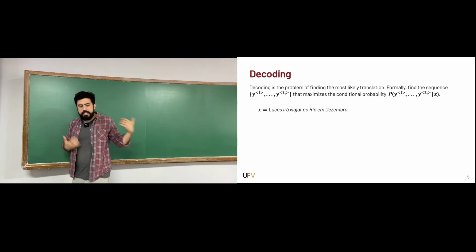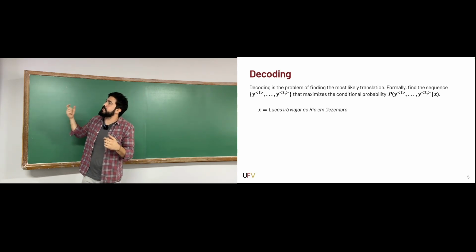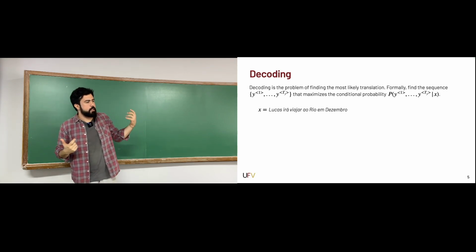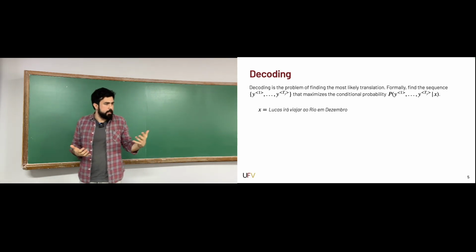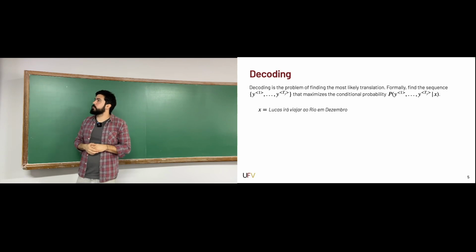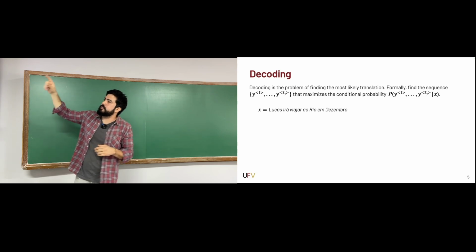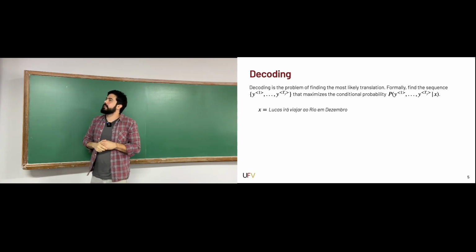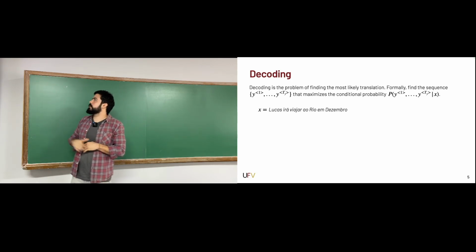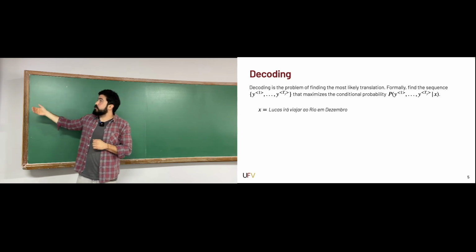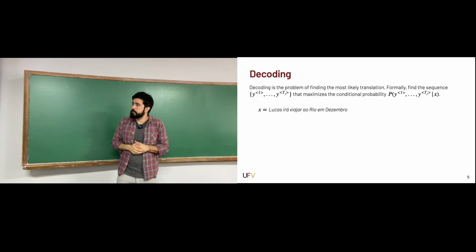So I said the word decoding a couple of times. What do I mean by decoding? So decoding is a process, it's actually a problem, of finding the most likely translation. As we already talked about, a given sentence might have different translations. And I want to find the one that is more likely among all of them. Okay? So we define this as a decoding problem. So formally, we want to find a sequence y1, dot, dot, dot, yTY, that maximizes the conditional probability p of y1, dot, dot, dot, yTY, given x, where x is our input sequence. Okay, so that's the formulation in terms of probability.